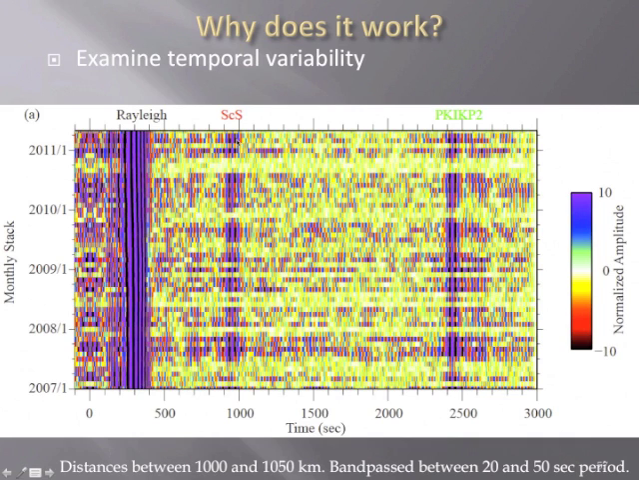But you do see some temporal variation for the SCS signal shown here. Some months are very weak, some months are stronger. And it's the same pattern for the PKIKP too. Some months are stronger, some months are weaker. The first thing we thought was to check whether there's any seasonal variation, but apparently it's not really dependent on season. And the second thing we tried to check is whether it's related to earthquakes.